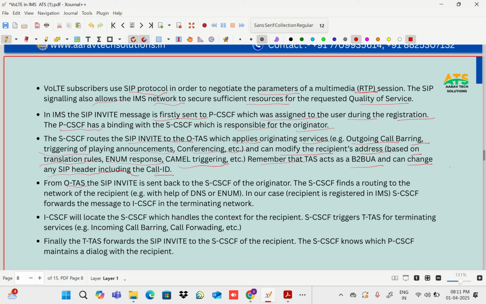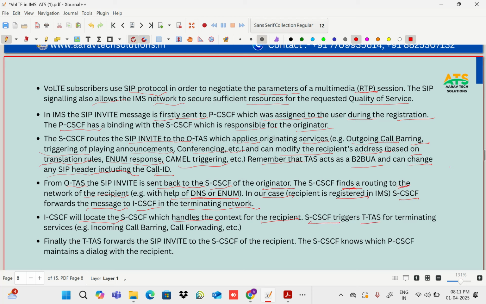From the originating TAS, the SIP INVITE is sent back to the S-CSCF of the originator. The S-CSCF finds a routing to the network of the recipient with the help of a DNS or ENUM query. In our case, the recipient is registered in IMS. The S-CSCF forwards the message to the I-CSCF in the terminating network. The I-CSCF will locate the S-CSCF which handles the context for the recipient.